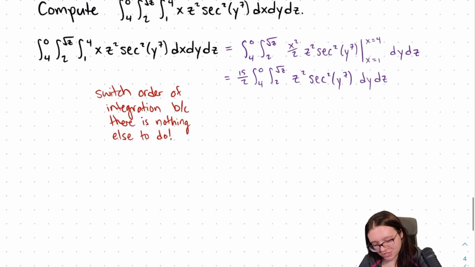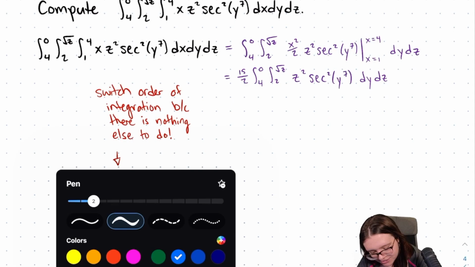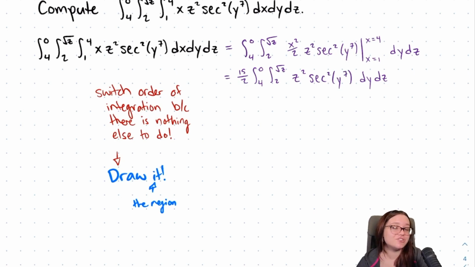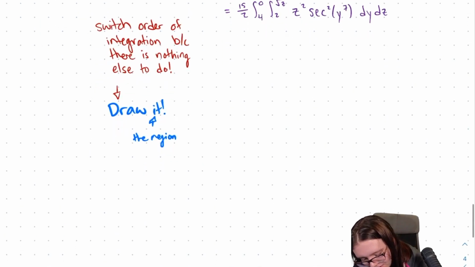And when we want to switch the order of integration, remember the thing we always do first is we draw it. It being the region we're integrating over. So let's go ahead and draw the region we want to integrate over. Well, I'm integrating in the YZ plane. So let's go ahead and draw the YZ plane somewhere down.